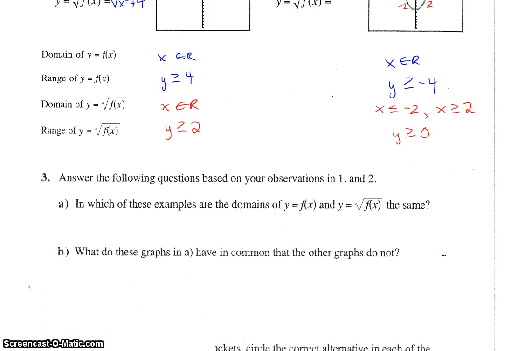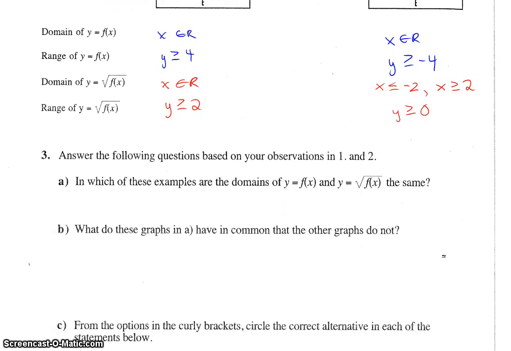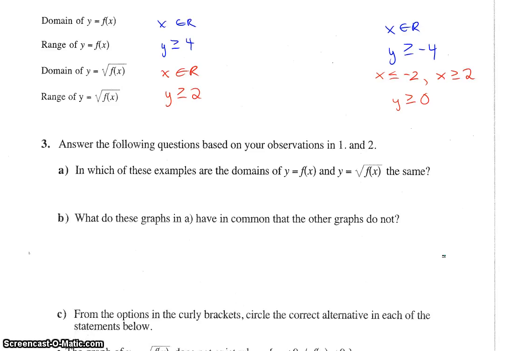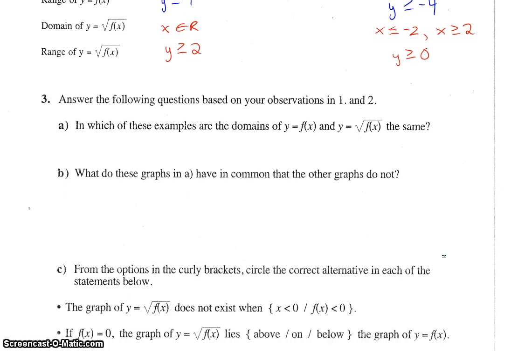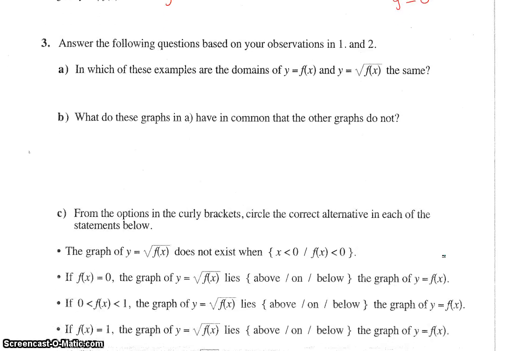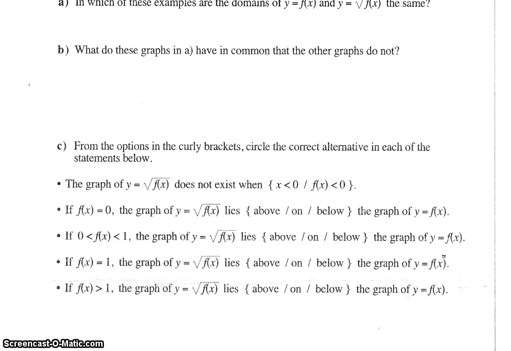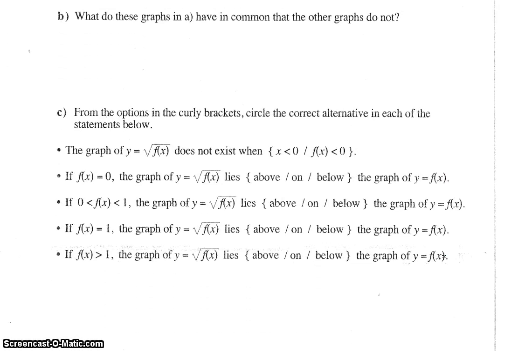So let's see what we can come up with from this. In which of these examples are the domain and the range the same as the original? Okay, we're actually going to jump down to our conclusion. Because we've been talking about this all along, the graph of y equals the square root of f of x does not exist when f of x, which is like y, is less than 0, because you can't square root a negative answer.